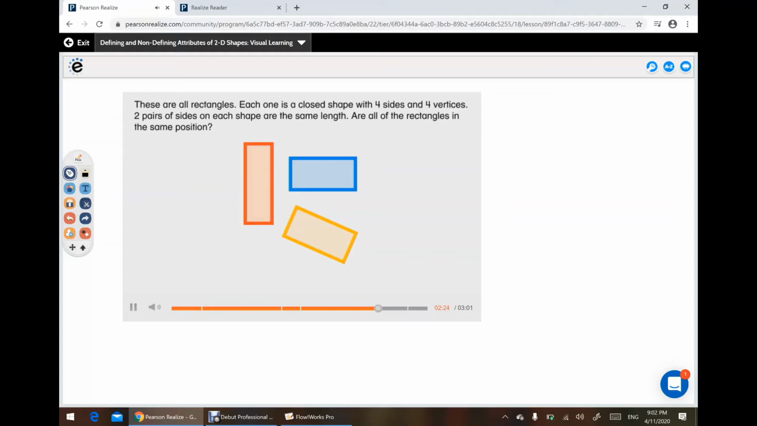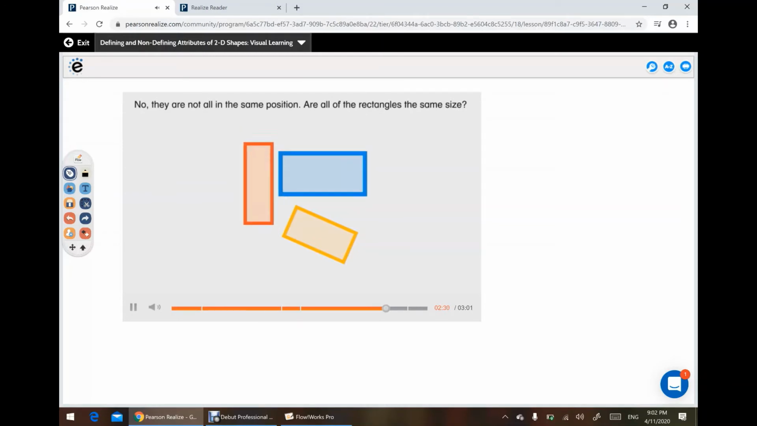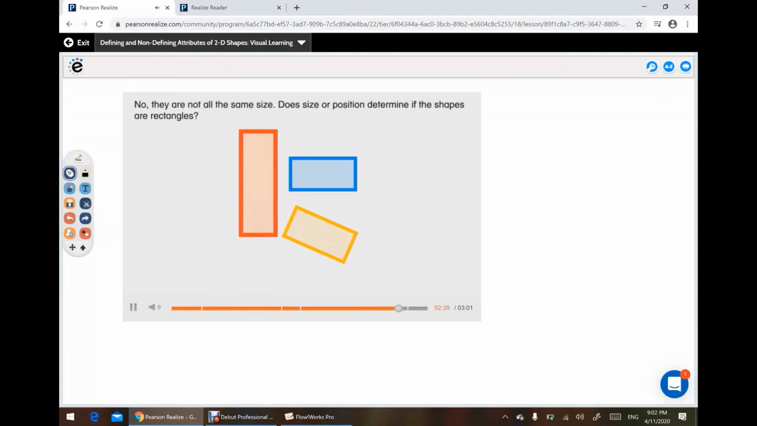Are all of the rectangles in the same position? No, they are not all in the same position. Are all of the rectangles the same size? No, they are not all the same size. Does size or position determine if the shapes are rectangles?